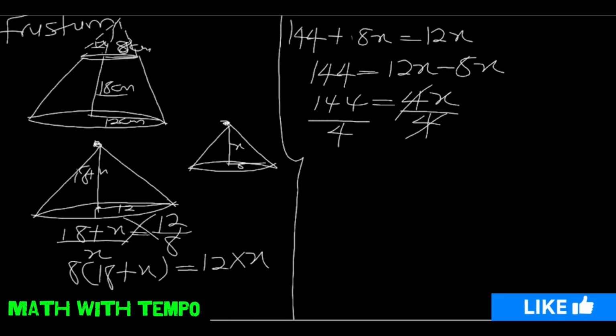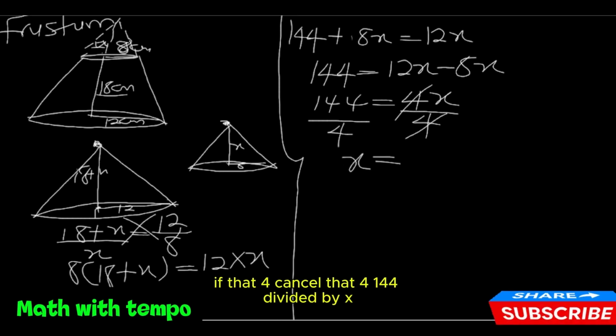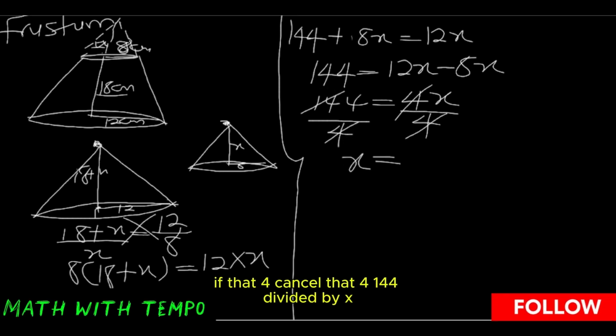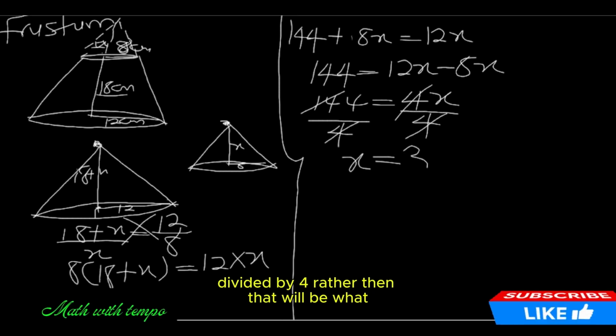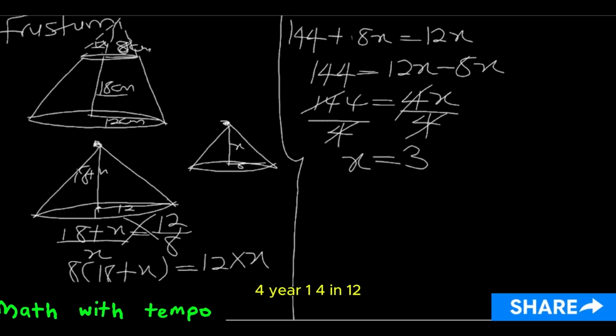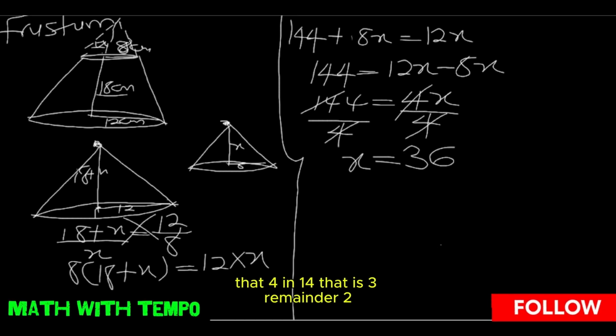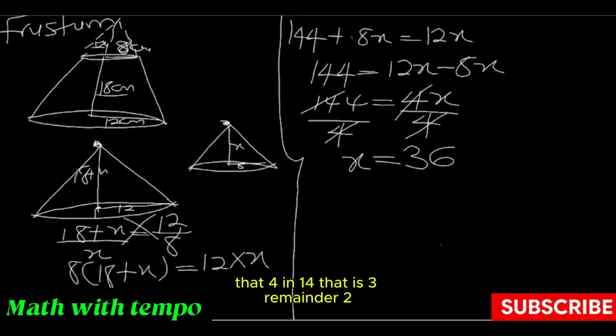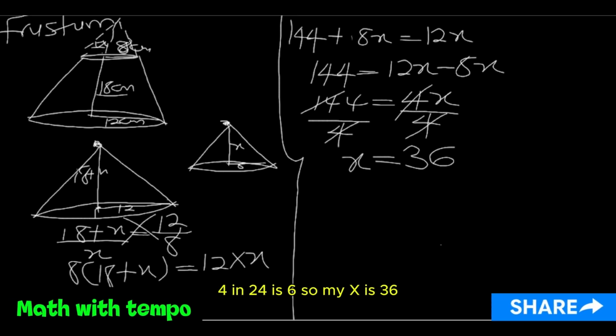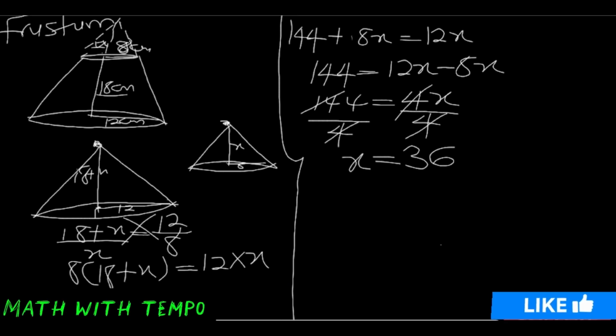So this 4 cancels this 4. If that 4 cancels that 4, 144 divided by 4, then that will be what? 4 in 14 is 3, remainder 2, 4 in 24 is 6. So my X is 36.